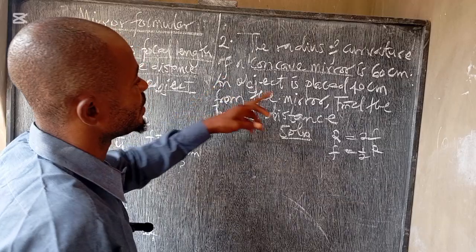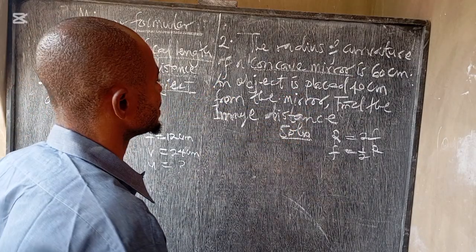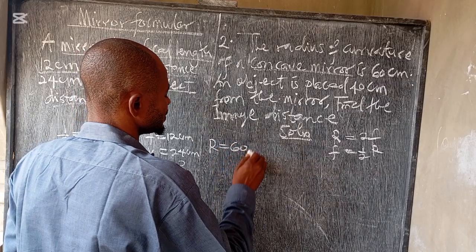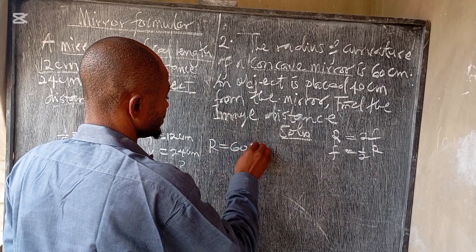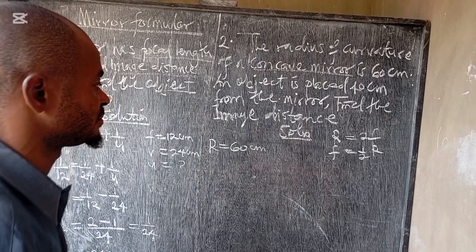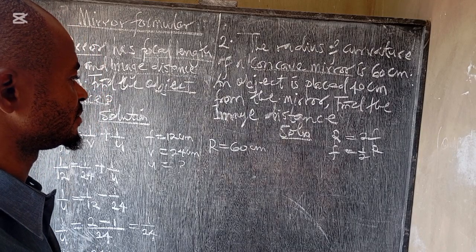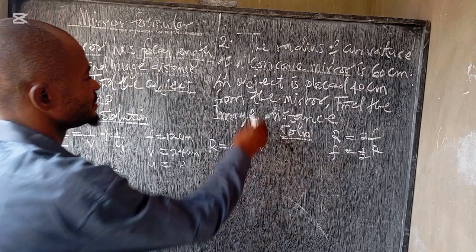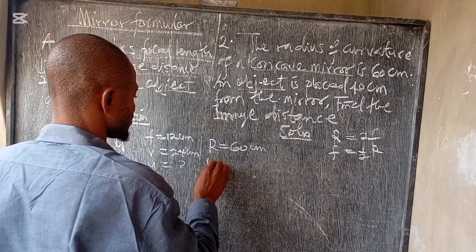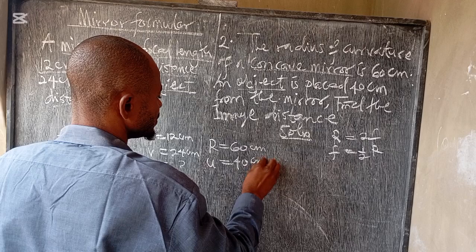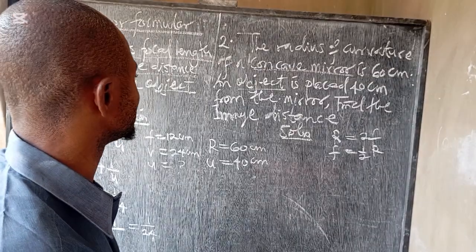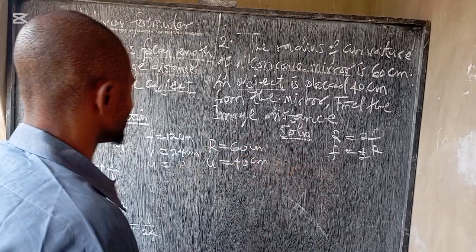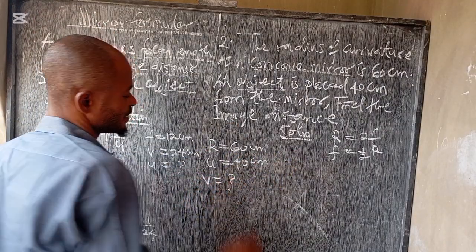Suppose the radius of curvature is 60 centimeter. Yes, R is 60 centimeter, and an object is placed 40 centimeter from the mirror, so u is equal to 40 centimeter. Find the image distance v.